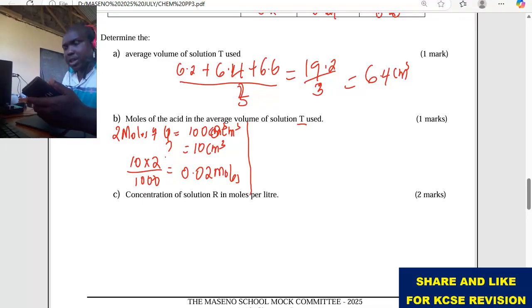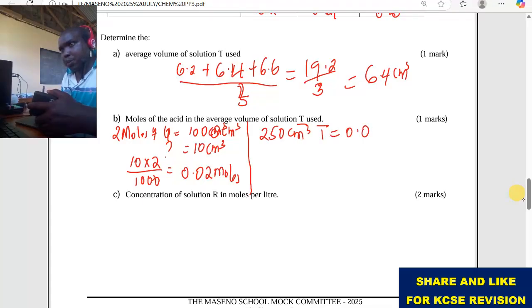Now you need to know that the number of moles in the 10 centimeters cube solution Q that we diluted to 250 will be equal to the number of moles of T in 250. Therefore we say 250 centimeters cube solution T contains 0.02 moles, because the number of moles in 10 centimeters cube solution Q is equal to the number of moles in 250 solution T. Remember that.